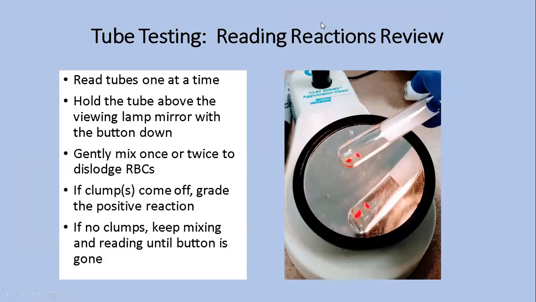Okay, so this picture should look familiar from last time. We want to read our tubes one at a time. We want to hold our tubes in such a way, I prefer to have the button in the mirror, and we want to mix once or twice and read. Mix once or twice and read, okay? We're going to review the grading reactions in a minute again as well. I would call this one a 2+ because there's not one big chunk, there are 2 big chunks and the background is clear, so I would say 2+.